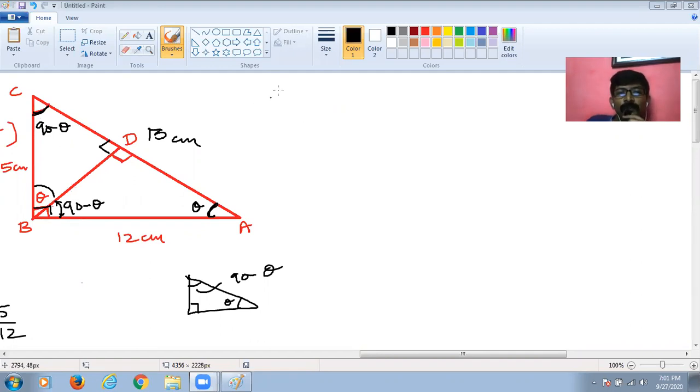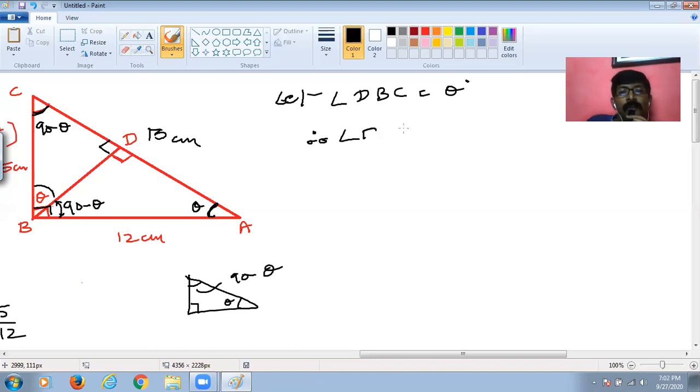Let's see. So we will first write here: let angle DBC be equal to theta. Okay, we have assumed this. So now we have taken angle DBA. Obviously, this total angle is 90. So angle DBA on this side is going to become 90 minus theta degree. You understood? It's so simple.